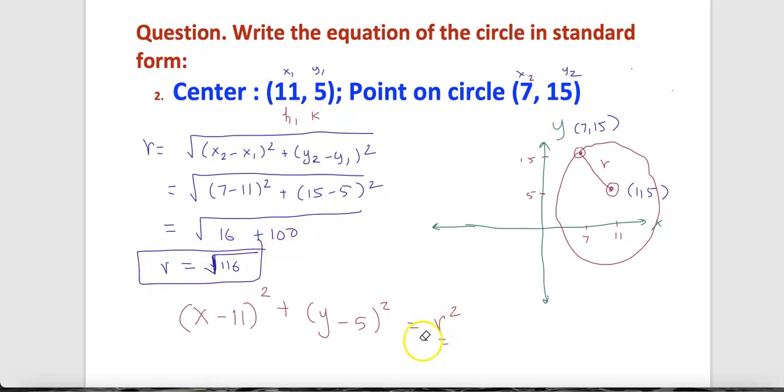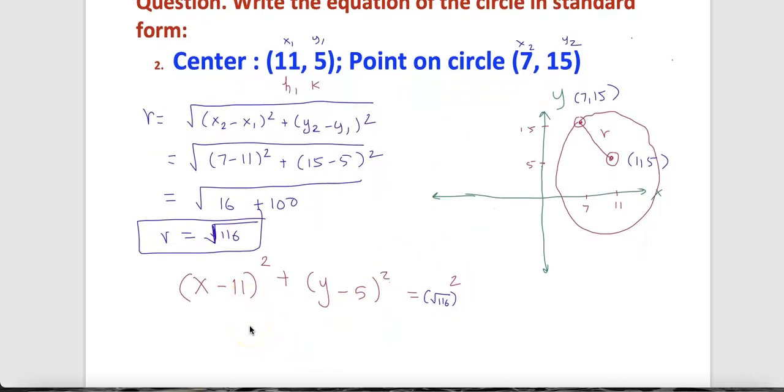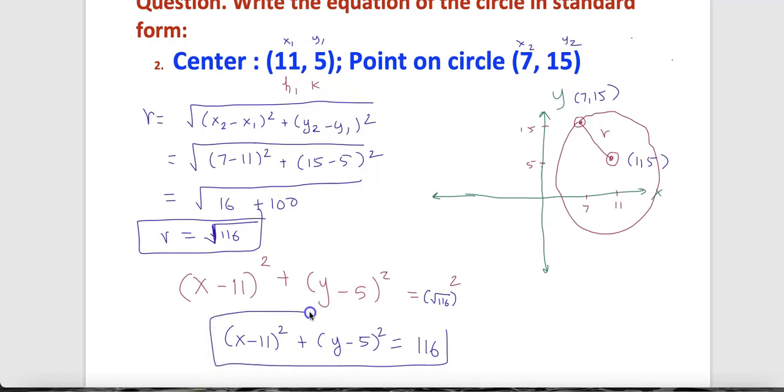So what I will do is erase this r and replace it by the value radical 116 as a whole square. So I can rewrite my final answer this way: x minus h square plus y minus k square is equal to r square. r square will be my 116. So this is my answer for this problem.